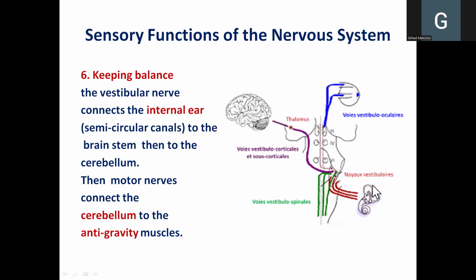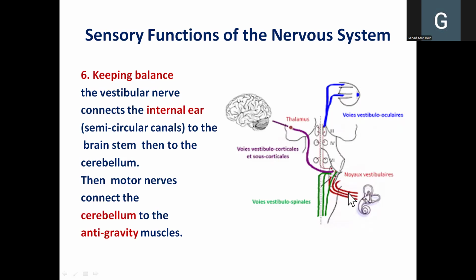And then when the semicircular canals have their fluid inside moved because the position of your body changed, the receptors, the hair cells inside the semicircular canals, will be stimulated by the movement, and they will convert the mechanical energy into electrical energy, or they will transduce the mechanical energy into electrical energy. And then these electric impulses will pass along the vestibular nerve. And then the vestibular nerve will relay first in the vestibular nuclei.